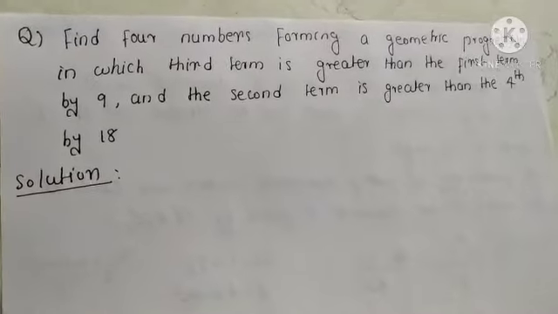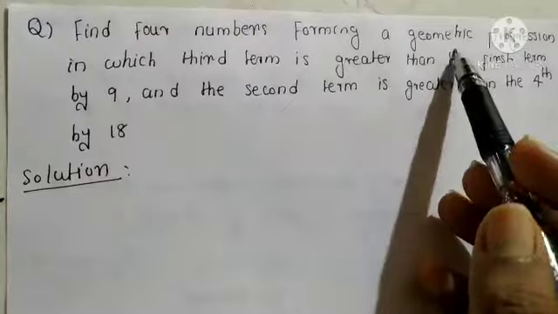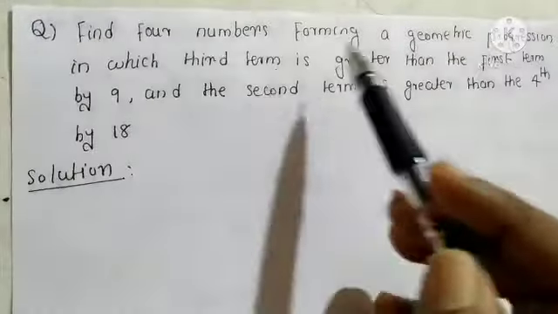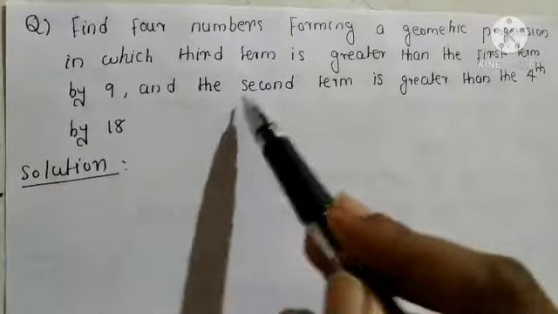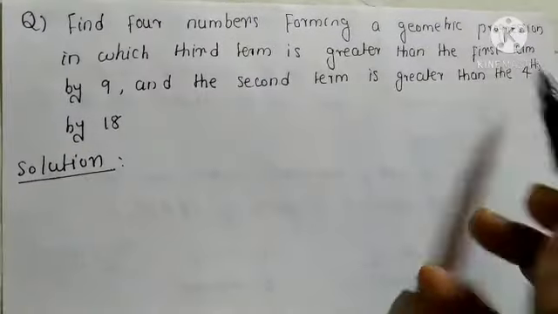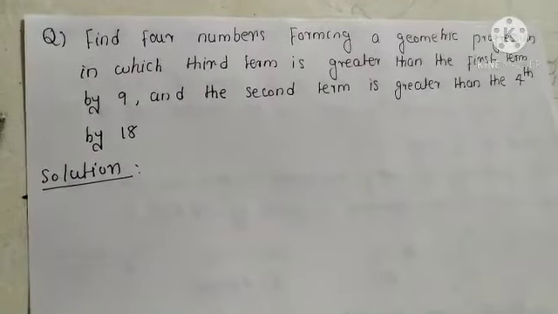This is our first question. Find four numbers forming a geometry progression in which the third term is greater than the first term by 9 and the second term is greater than the fourth by 18. So let's start the solution of this question.